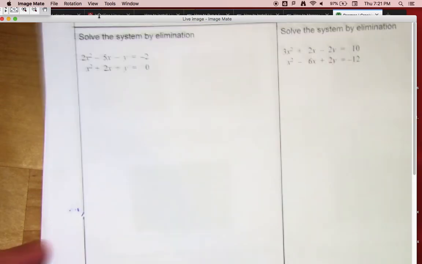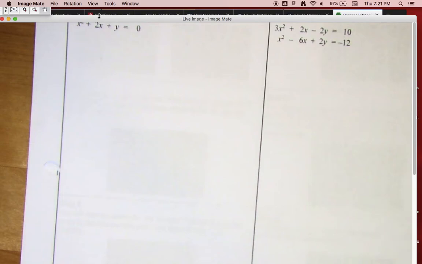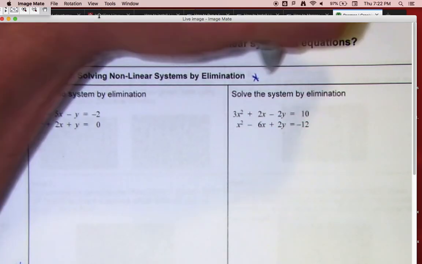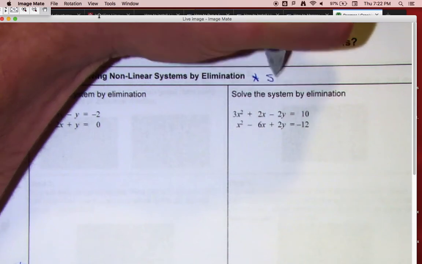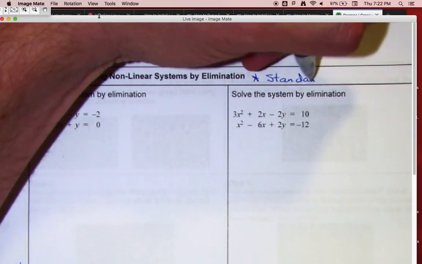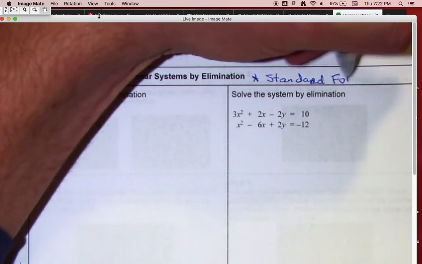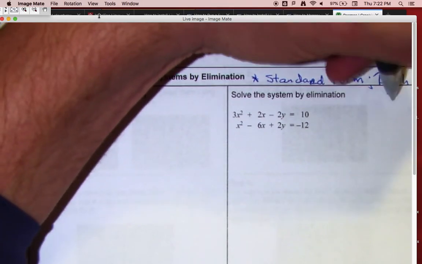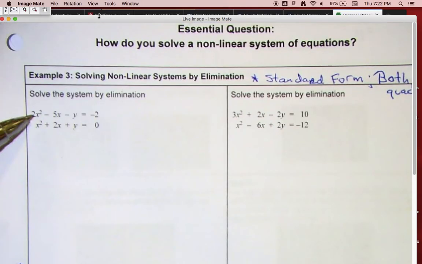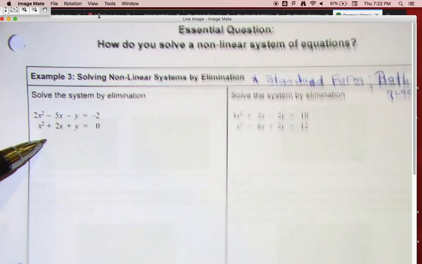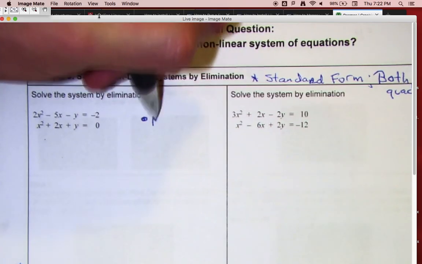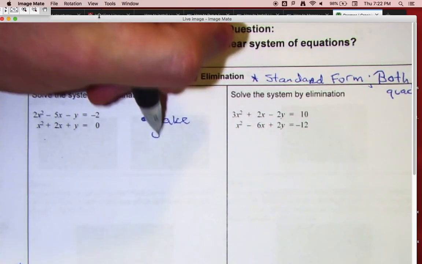Solving by elimination. Solving by elimination is not bad at all. So what we have to do, or when we use this, is when we have equations in standard form. And both of these equations are quadratic. They have second degree polynomials. So what we're looking for in elimination is we're looking for opposites, and we want the y's to be opposites. So make y opposite.